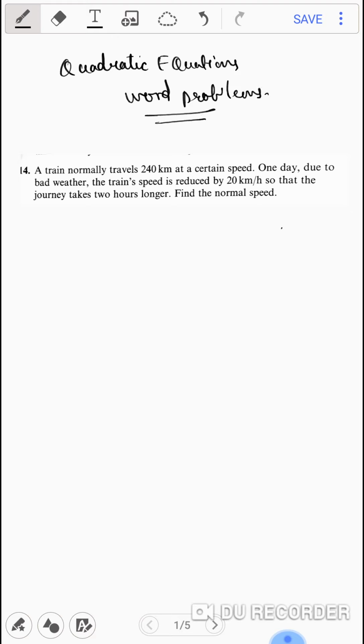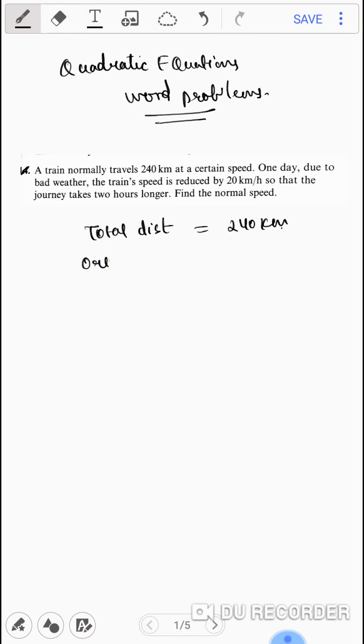Let's start. Number one problem of today. A train normally travels 240 km at a certain speed. So the total distance it travels is 240 kilometers. One day, due to bad weather, the train speed is reduced by 20 km per hour.